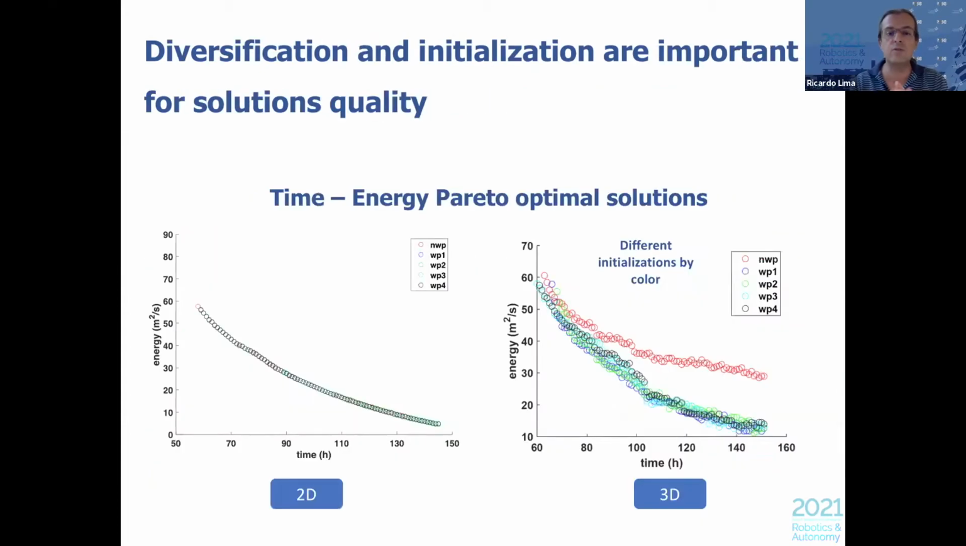So in terms of Pareto curves, the results that we have for the Gulf of Aden are like this: as you increase the travel time, you decrease the energy. In 2D, we didn't have any problem with the initialization. So here we have different initialization strategies, and they are all on the same line. But in 3D, the initialization strategies played an important role in getting this better, or best known, Pareto optimal curve.